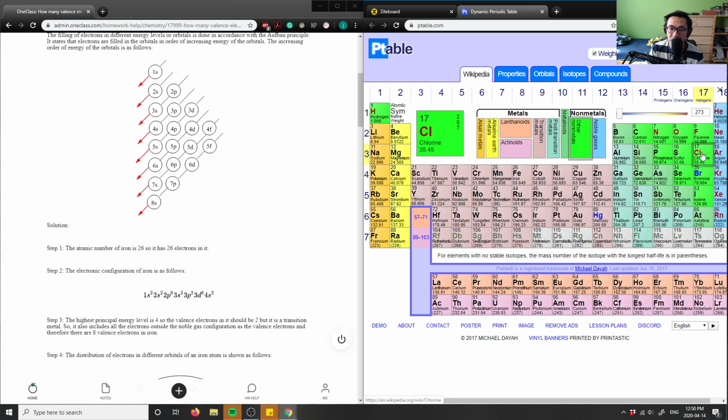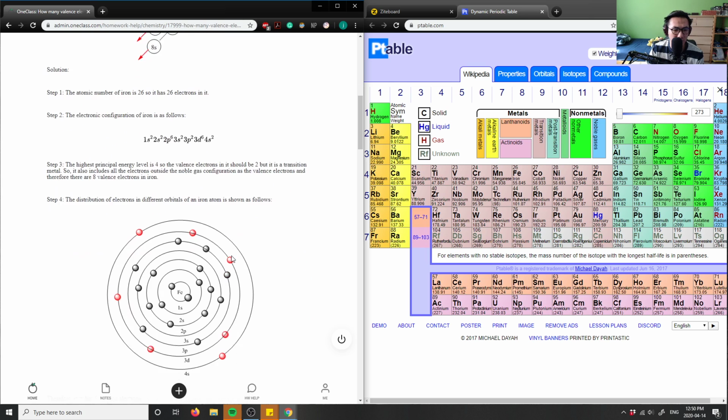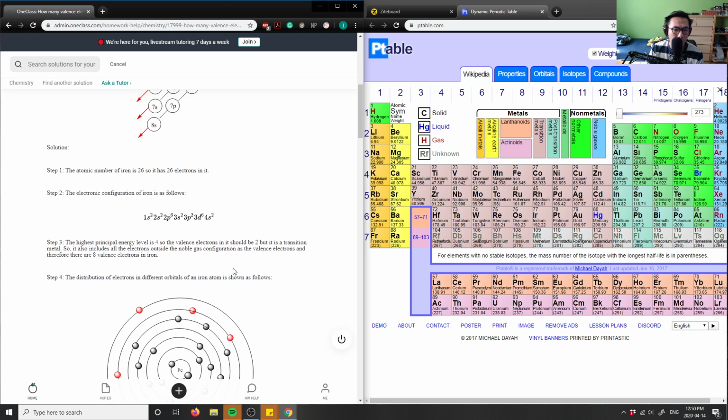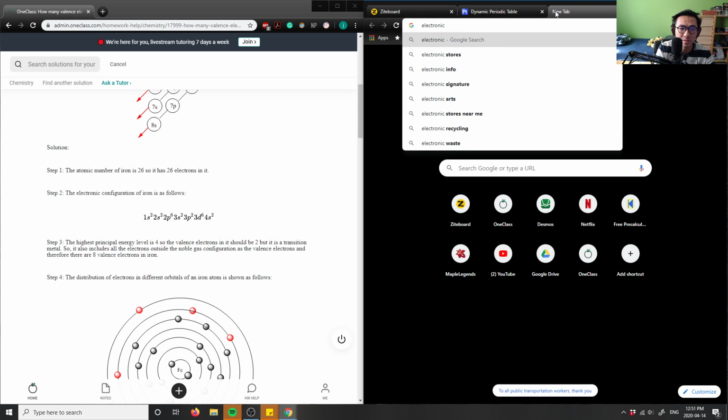3s2 and 3d6 is here, and then 3p2 would be 1 and 2. I think that's actually the electron configuration of titanium. I don't think that's the electron configuration here. 1s2, 2s2, 2p6, 3s2, 3d6, and then 4s2, and 3p2 would be titanium. Let me just do a quick Google search. I don't think this is the electron configuration of iron.